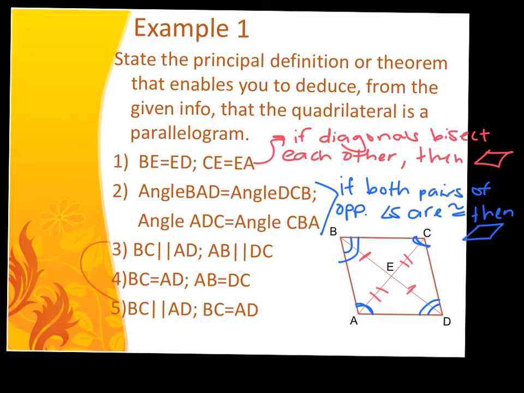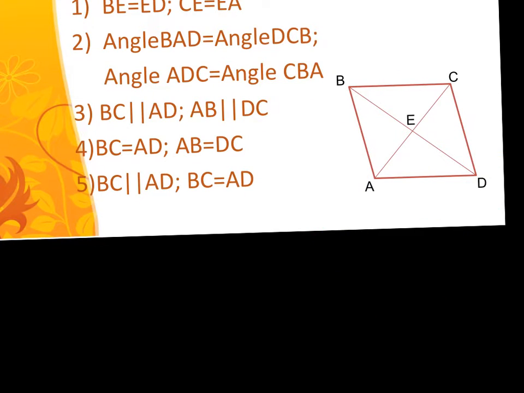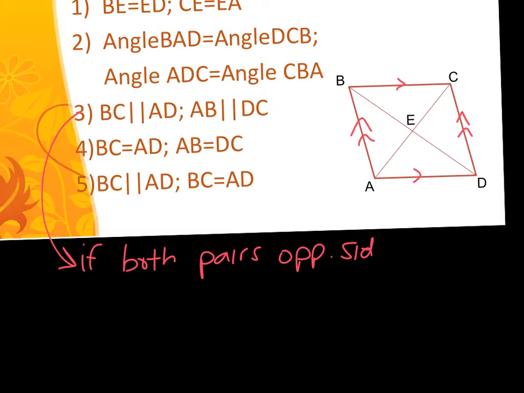Okay, you do 3 through 5. All right, so 3 says that BC is parallel to AD and AB is parallel to DC. Is that enough information to prove that this is a parallelogram? Yes. Why? Alexis? If both pairs of opposite sides are parallel, right? Yeah. If both pairs of opposite sides are parallel, then it's a parallelogram.